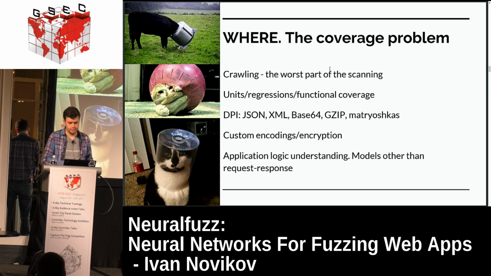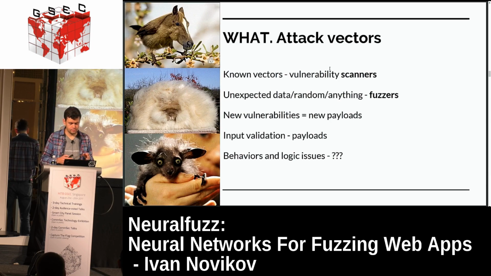So the second problem is: how to generate these attack vectors and how this unexpected data could look like. All the known attack vectors already exist inside application scanners, vulnerability scanners. It is super easy to just get access to these databases and apply all of them to web apps and find something, but generally find nothing.